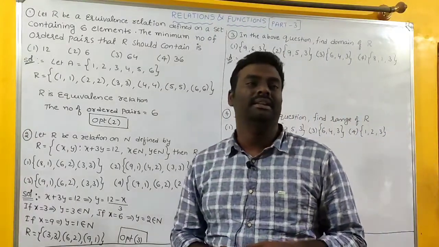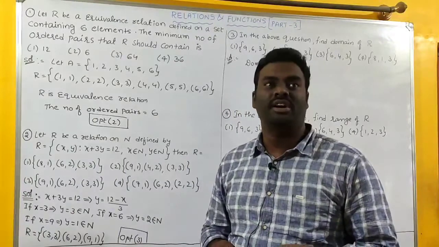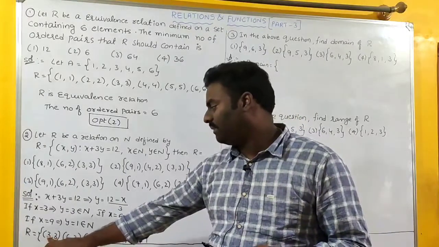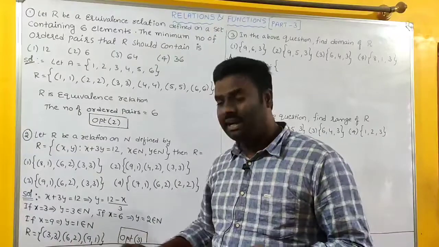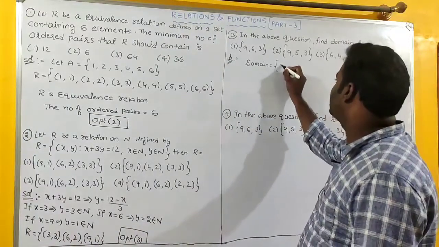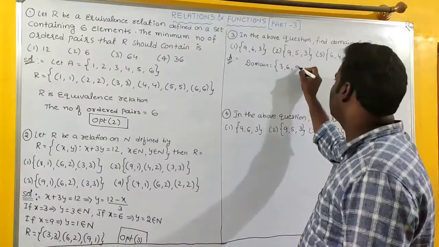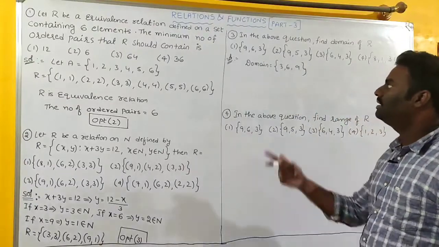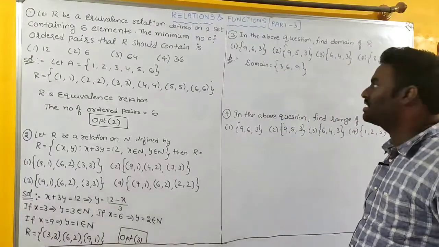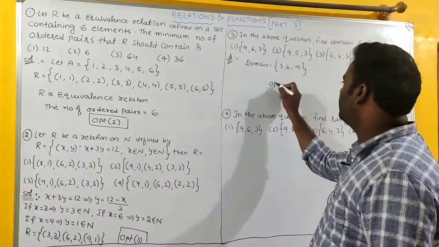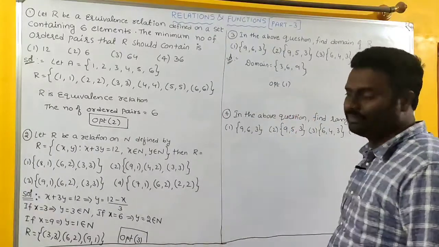Domain is nothing but the set of first components in the ordered pairs. What is the first value? 3 here, 6 here, 9 here. Therefore, domain is {3, 6, 9}. Directly you will get {3, 6, 9}; {9, 6, 3} as a set, both are the same. That's why option 1 is the correct answer.